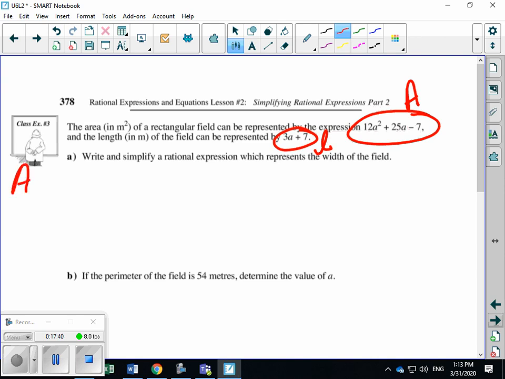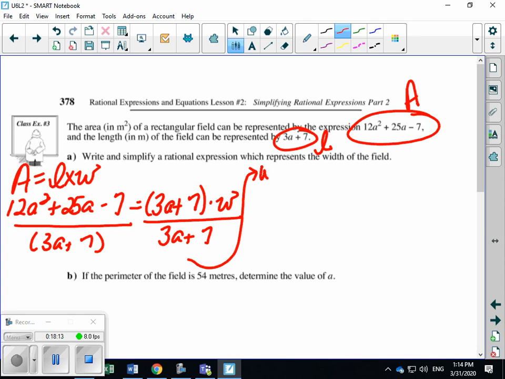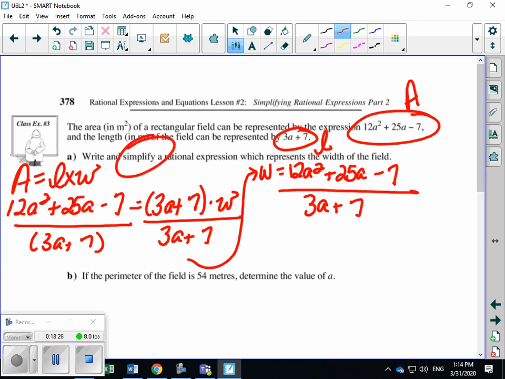So we did last time, we wrote out the formula. Area equals length times width. I know my area is 12a squared plus 25a minus 7. This is going to be equal to, we're given the length, which is 3a plus 7, times the width. How do I find the width? Well, I'm going to divide both sides by 3a plus 7. Okay, so now I'm going to draw a little arrow over here. My width is represented by 12a squared plus 25a minus 7, all divided by 3a plus 7. They want a simplified expression, so I have to break this down.